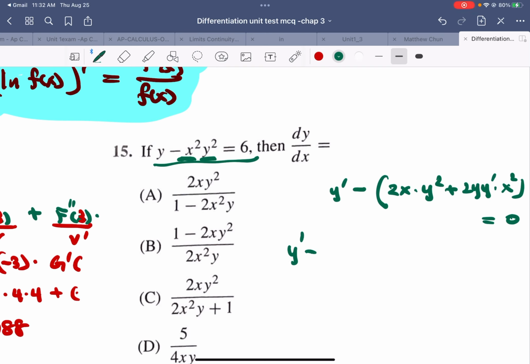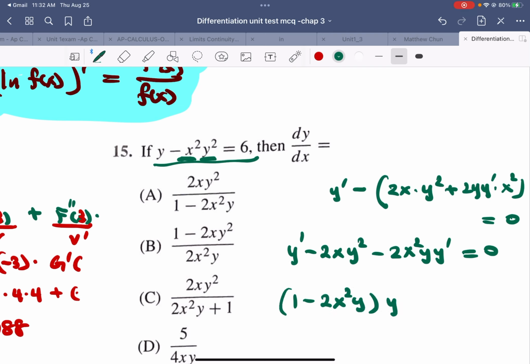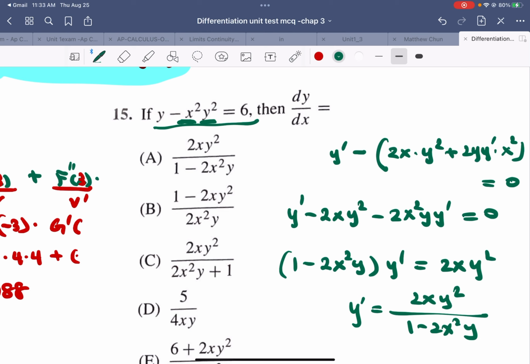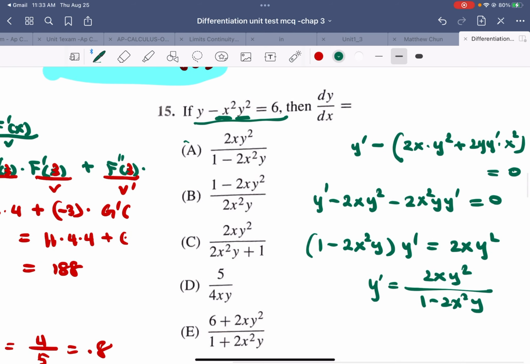So y prime minus 2xy squared minus 2x squared y prime equals 0. Okay, when I distribute. So 1 minus 2x squared y, times y prime equals 2xy squared, when I simplify and factor. Now you can divide it. So 2xy squared over 1 minus 2x squared y. Okay, so which one is that? That is A. Okay, 15 is A.